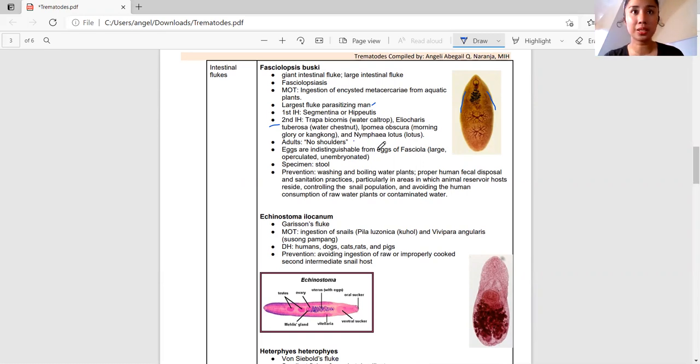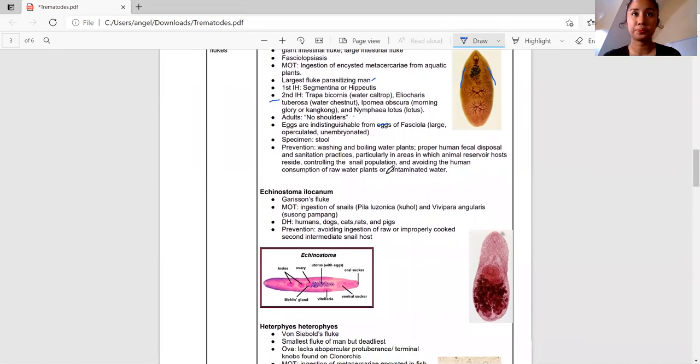So Fasciolopsis has the same eggs with your fasciola. So prevention is washing or boiling your water plants. So do not eat them raw. So yun, mag-ingat sa mga salads class. Proper human fecal disposal and sanitation. Controlling the snail population. Avoiding human consumption of raw water plants or contaminated water. But that's what I told you a while ago. Sabi ni WHO, okay na ang praziquantel.